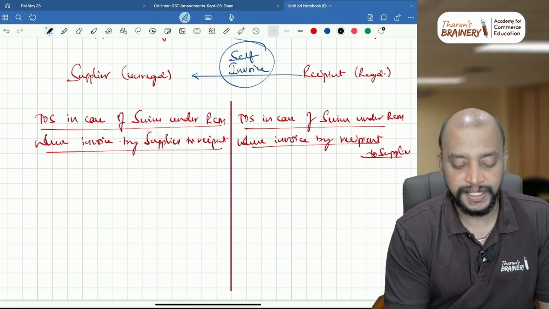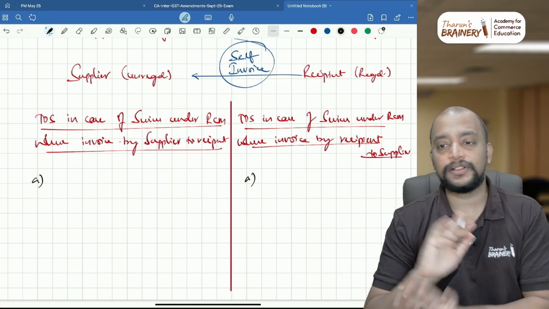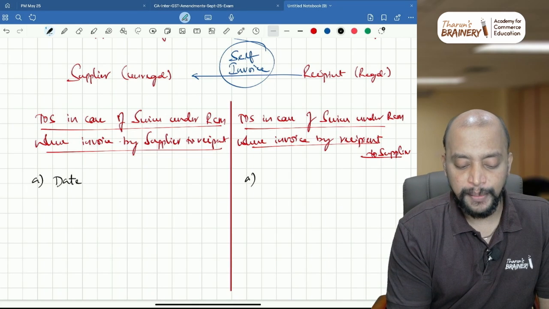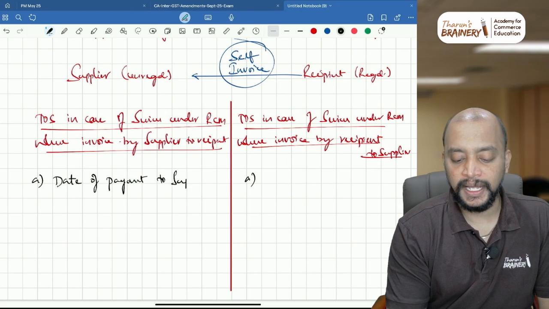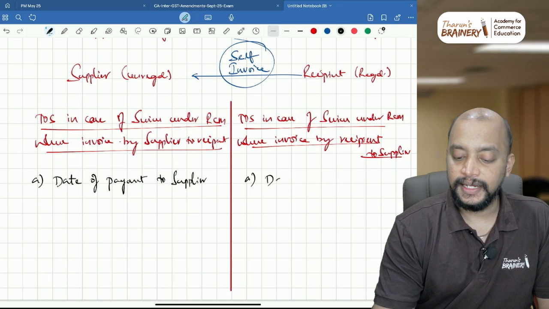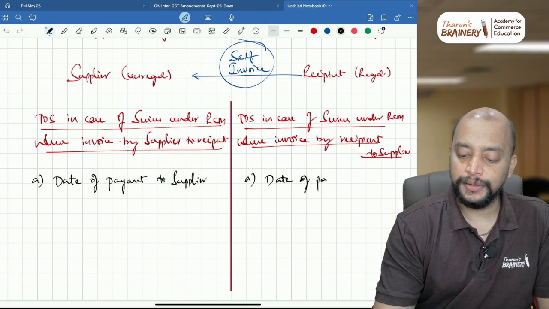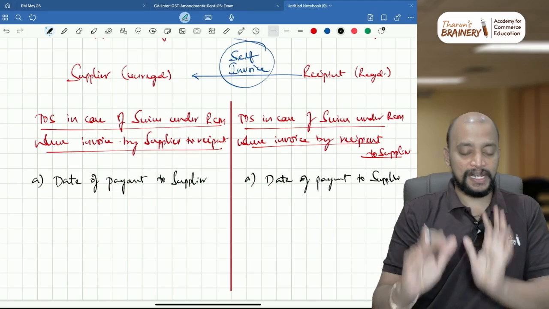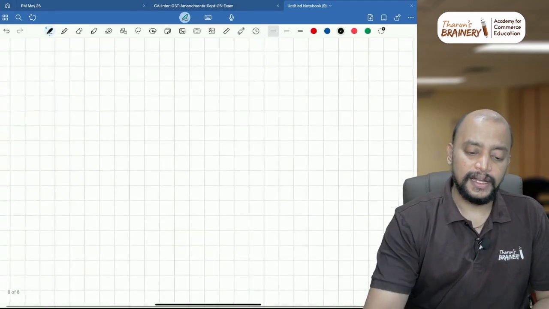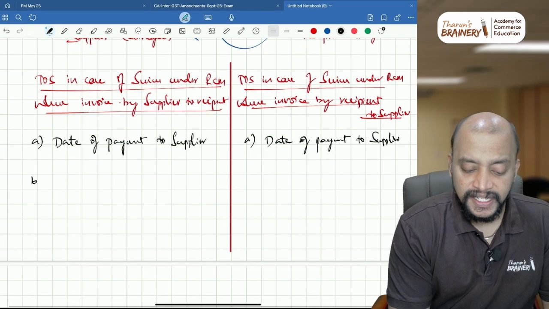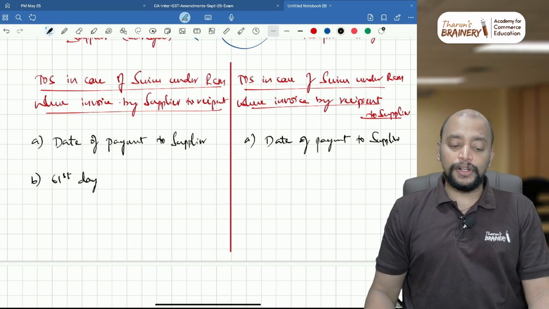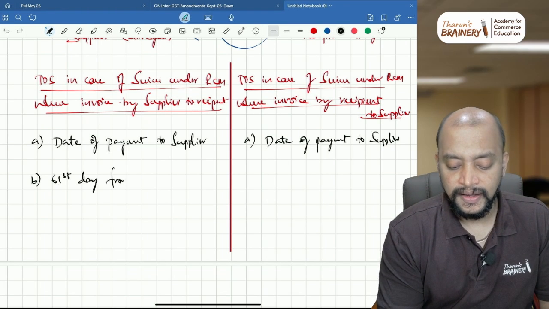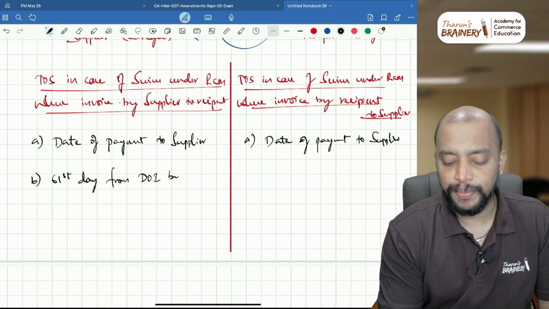Suppose the supplier is giving the invoice. A is common in both the places: date of payment to supplier. Same in both the places. Then in this case, the 61st day from the date of invoice, the day following 60 days, the 61st day from the date of invoice by supplier.